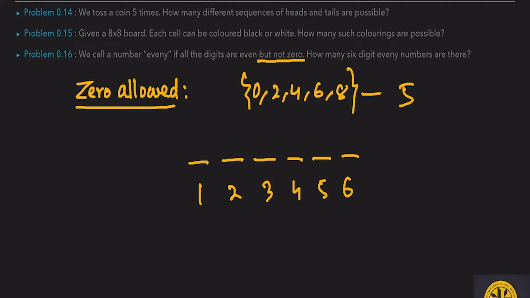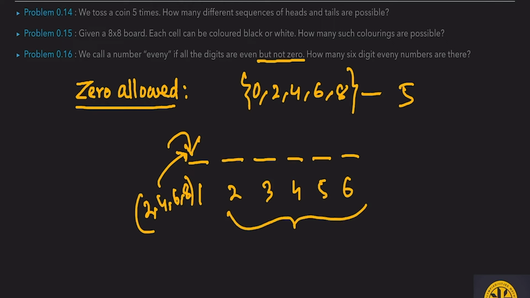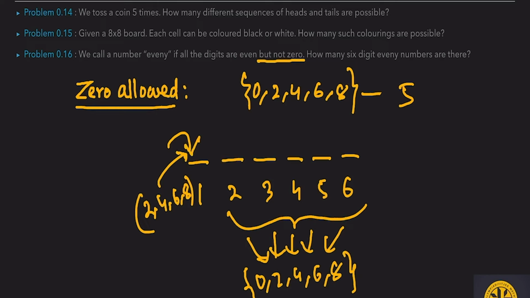However, for the first place, can we have 5 choices? Can we have a 6-digit number starting with 0? No. We can only have 4 choices for the first place: 2, 4, 6, 8. But for all the other places, the possible number of choices are 0, 2, 4, 6, 8.